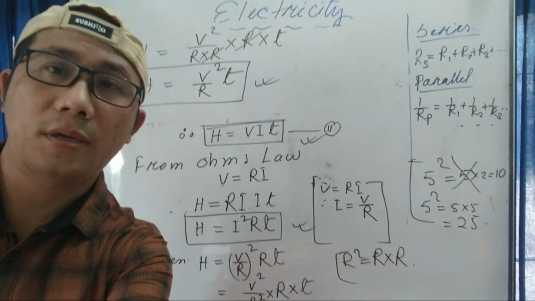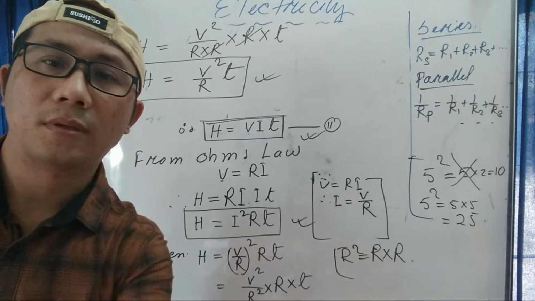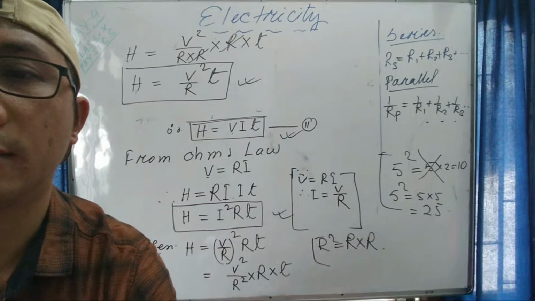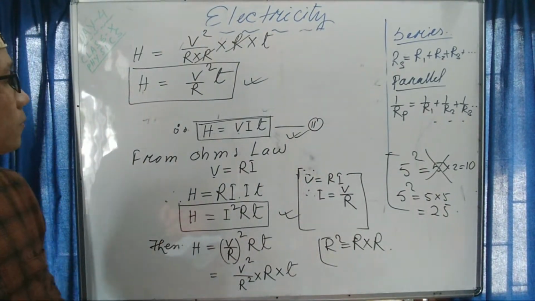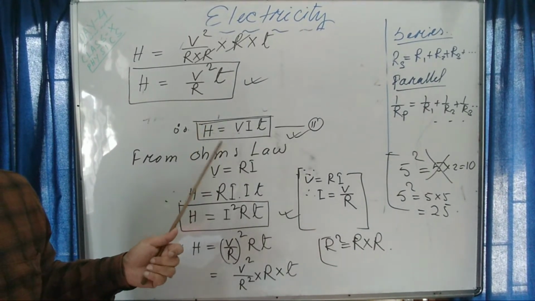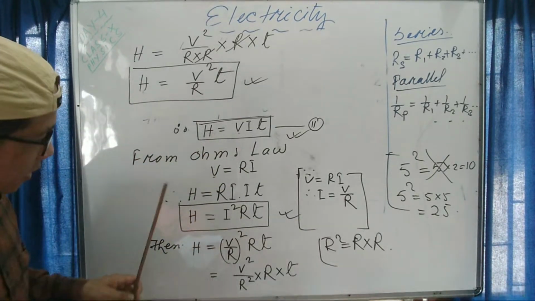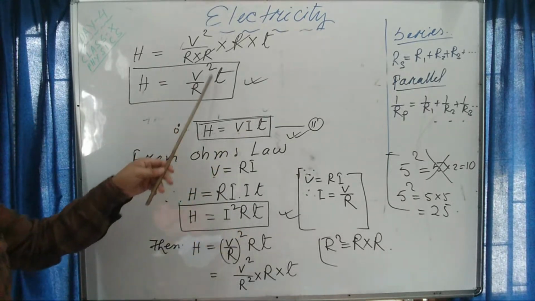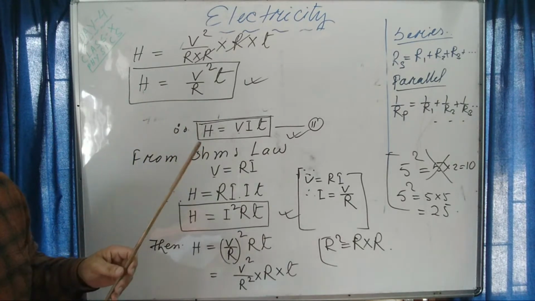Okay, so like this we can find it. Okay, can I wrap this one? Then here we'll go for the applications of this heating effect of the electric current. So don't get confused. X is equal to VIT, I squared RT, and V squared by RT. So these are the three equations of the heating effect of electric current.